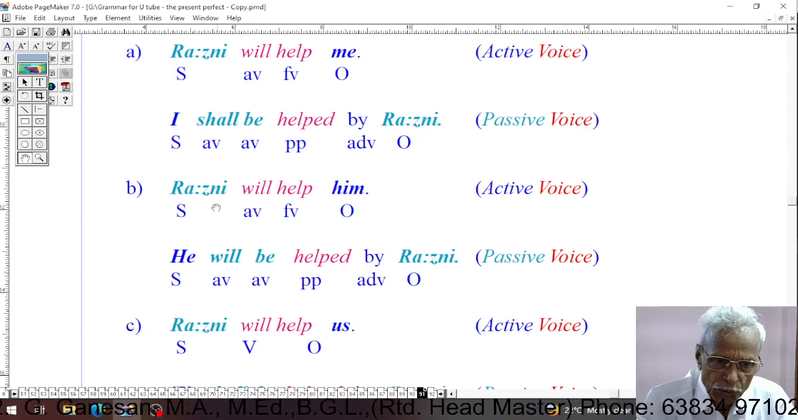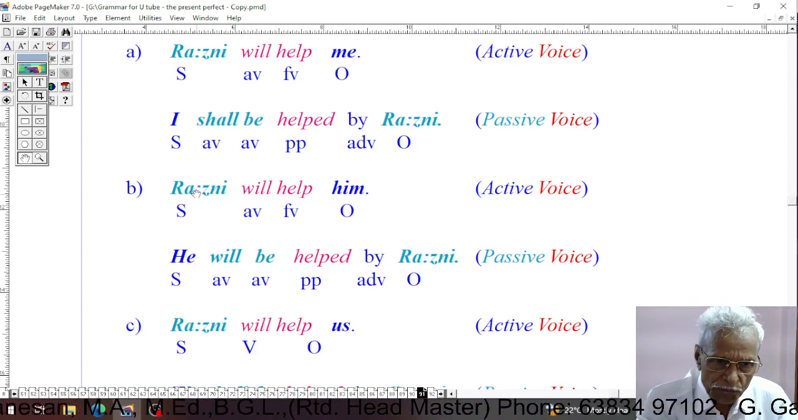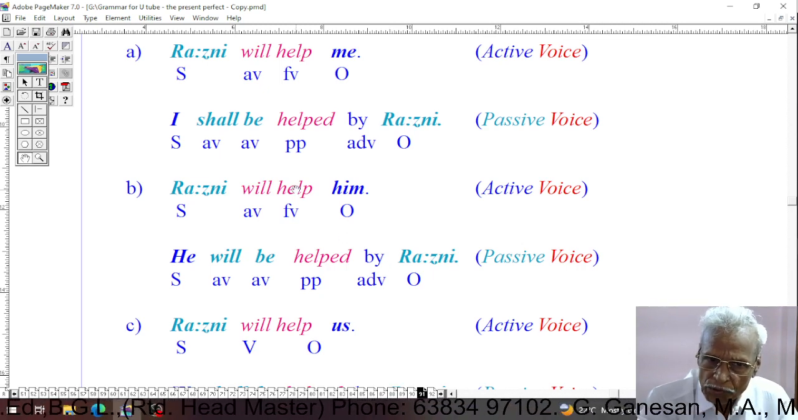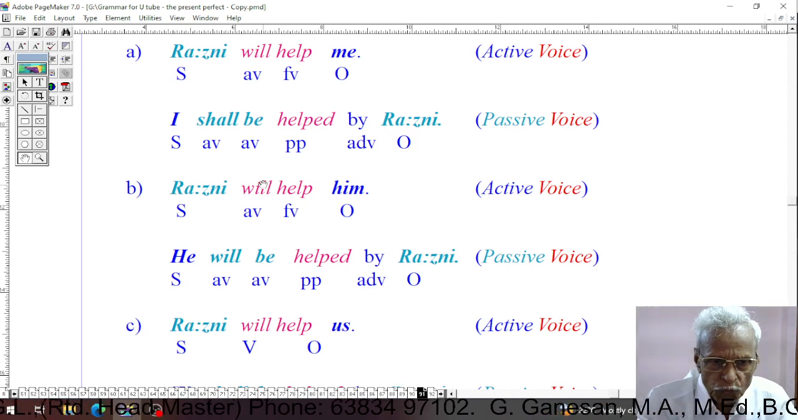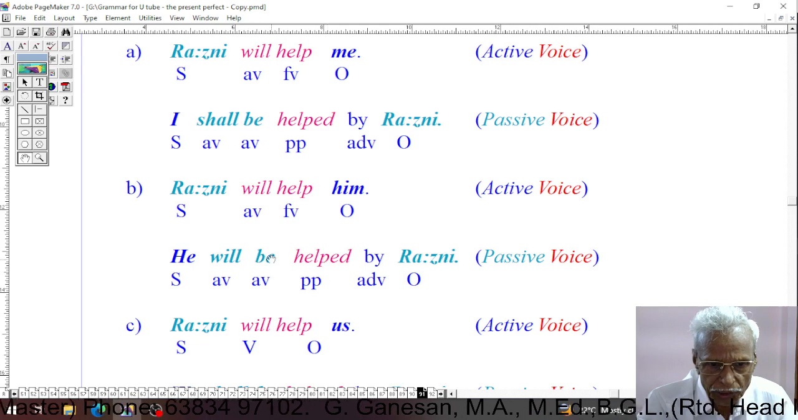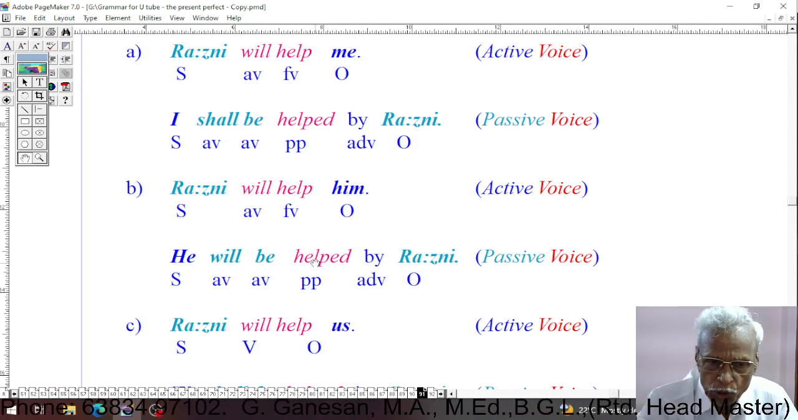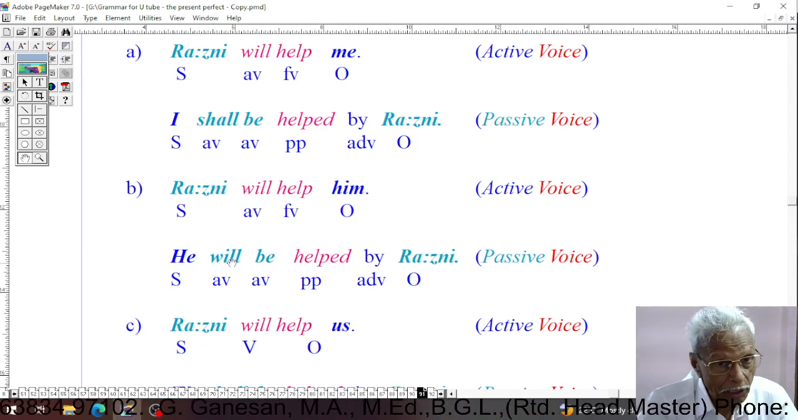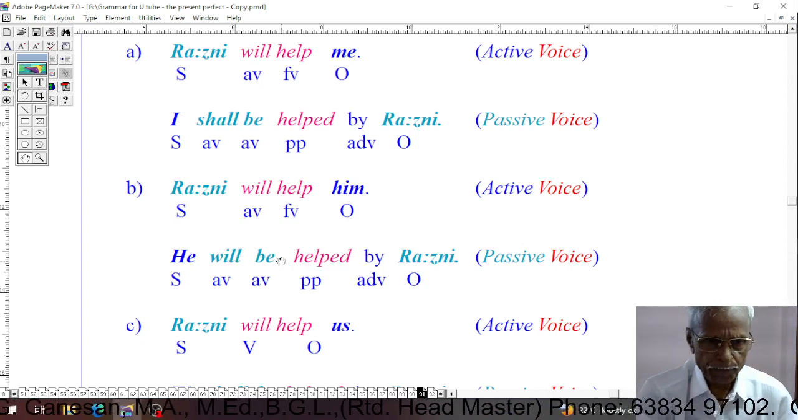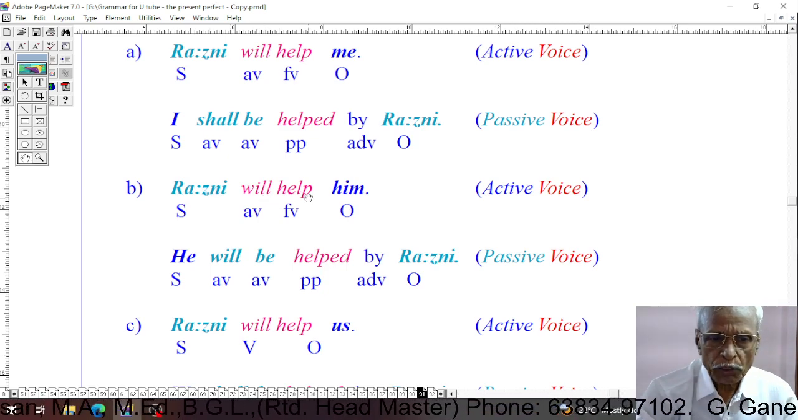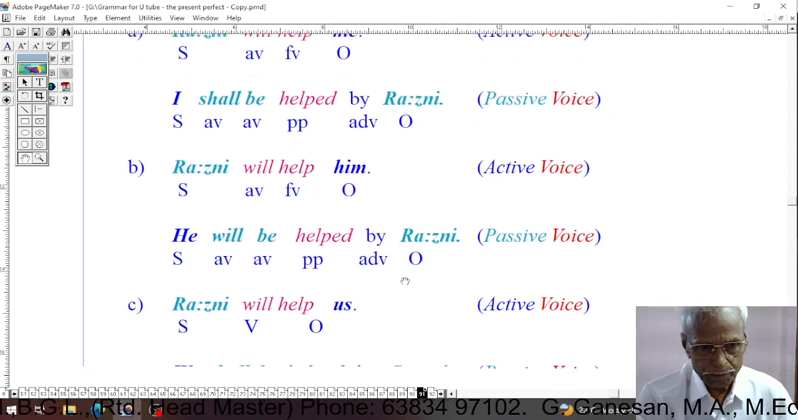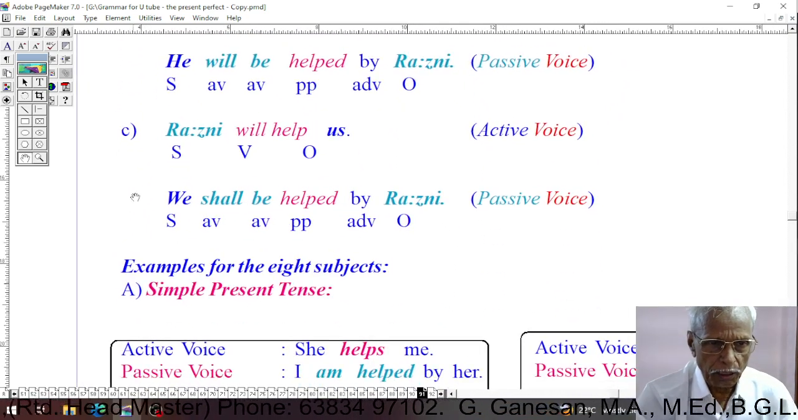Similarly, Ronnie will help him. Object him is changed into the subject he. Ronnie, subject, is changed into object, by Ronnie. Help, finite verb, is changed into helped. Will is kept as it is, and be is placed between the will and the past participle, or be is placed before the past participle. Anyway, you can say. So, Ronnie will help him. He will be helped by Ronnie. Active voice, passive voice.